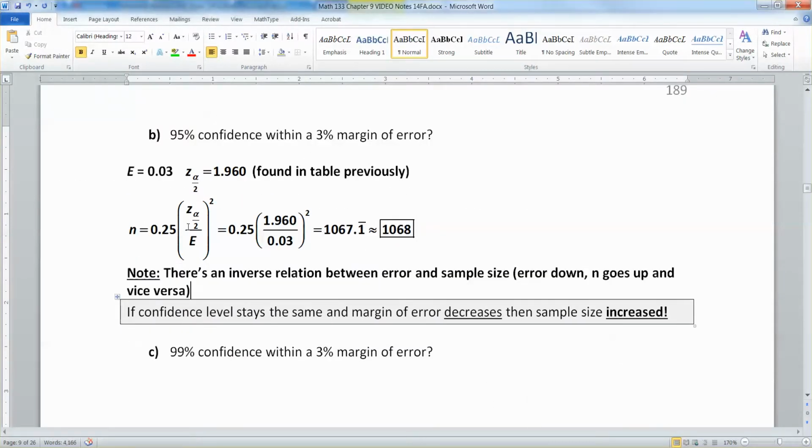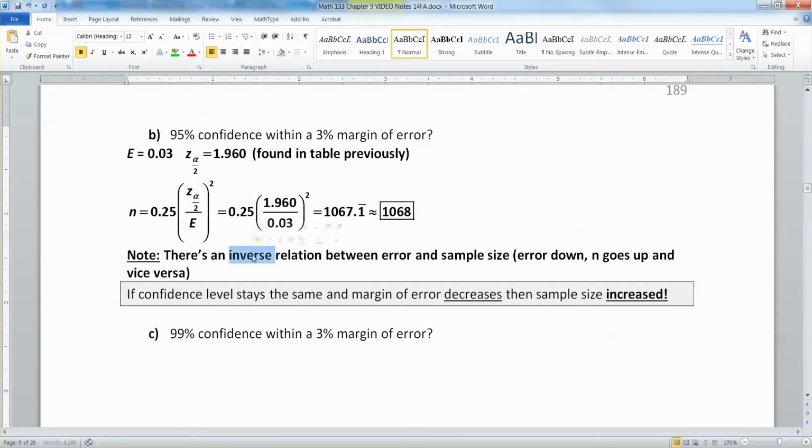There, and I just typed that up into a little comment right here, that there's an inverse relation between error and sample size. That is, if error goes down, sample size n goes up, and vice versa. If n goes down, then error goes up.